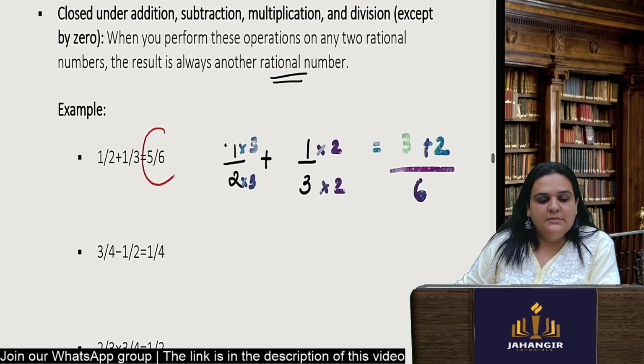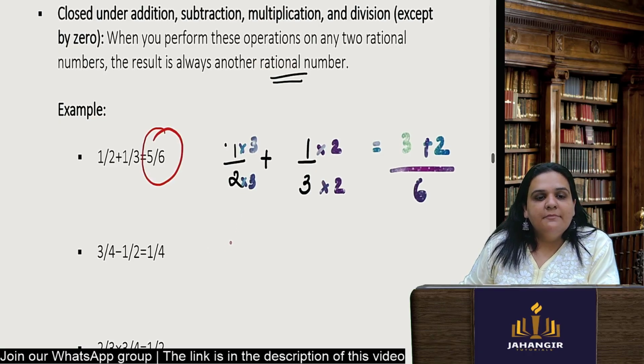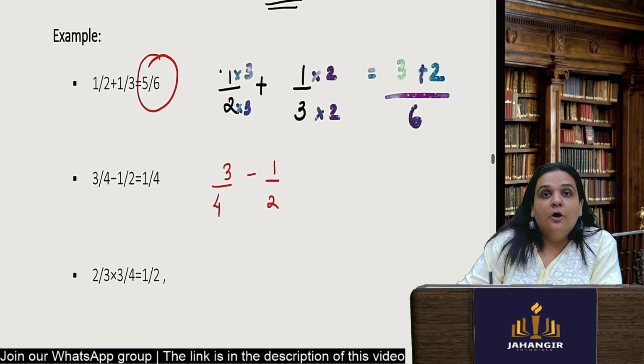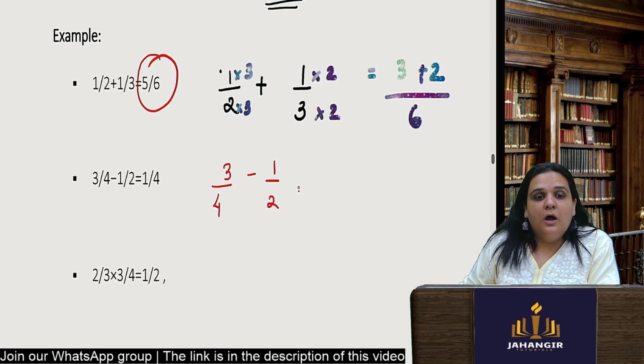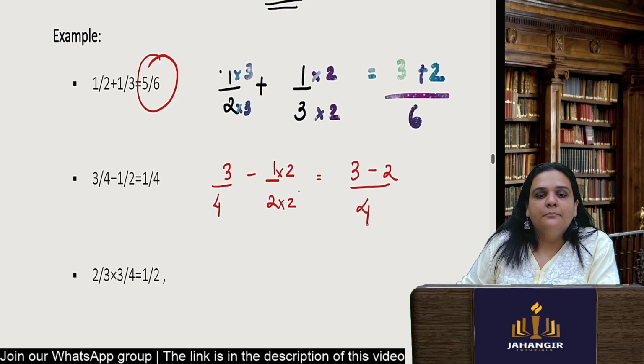Okay, 5 upon 6. Same thing here: 3 upon 4 minus 1 upon 2. I'll have to make the denominator the same. So how will I make the denominator the same? I'll multiply this 2 by 2, no? So it will become 4. So it will be 3 minus 2 upon 4. So it will be 1 by 4. Answer.